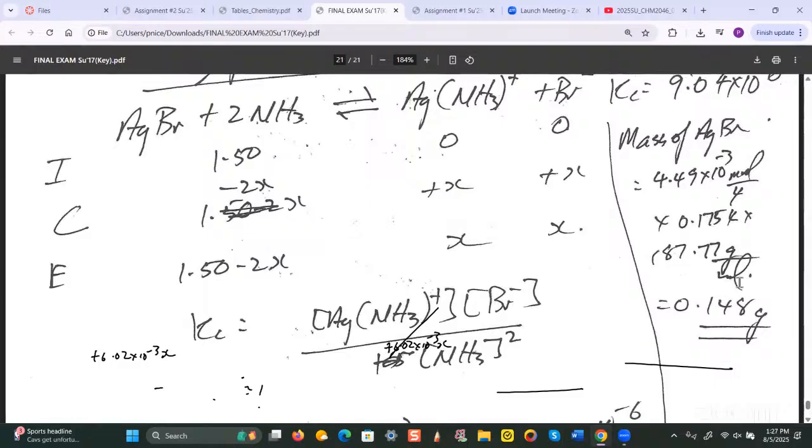And we multiply that by the molar mass, because when you multiply the volume by the molarity, that gives you the moles, but the question is asking for the mass. So we have to multiply that value by the molar mass, and we end up with 0.148 grams as the amount that will dissolve in this solution. All right? So that's basically how that is done.